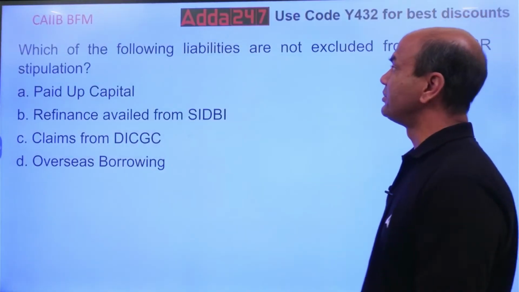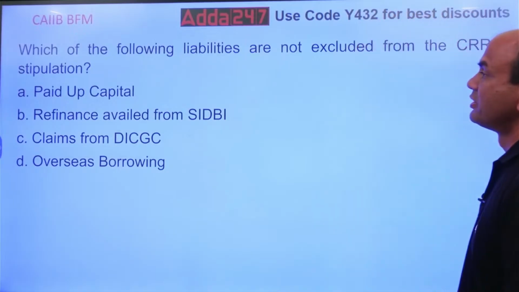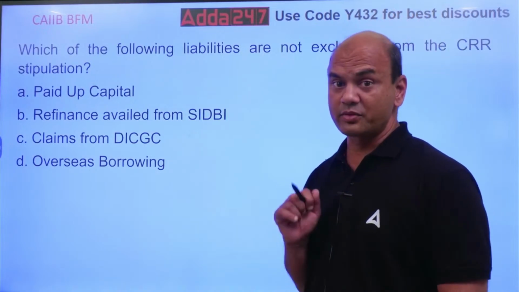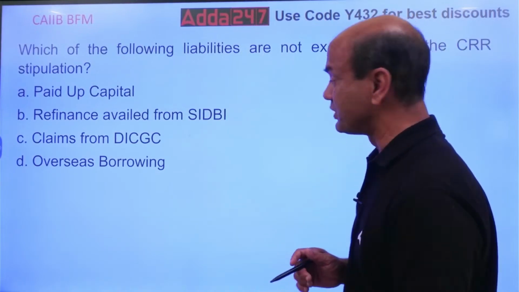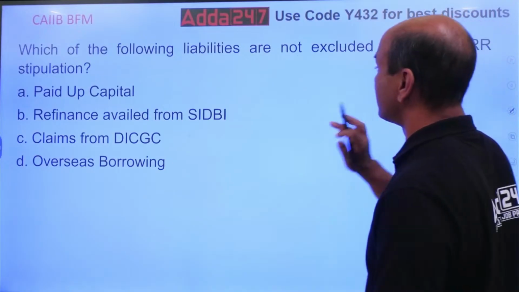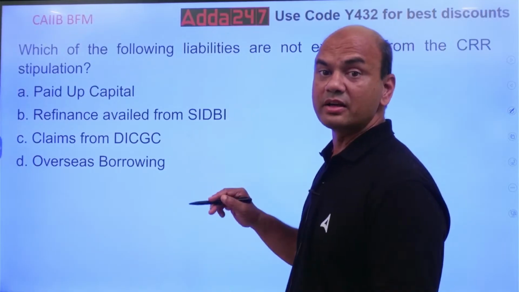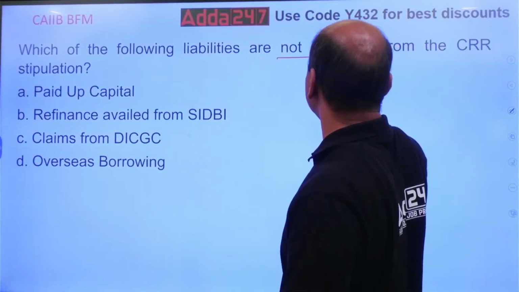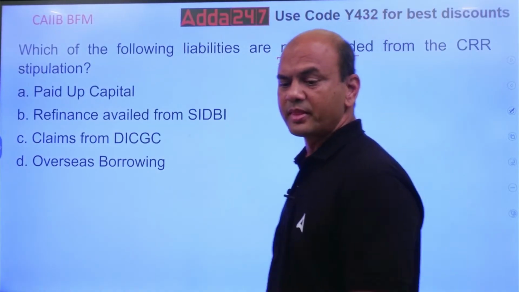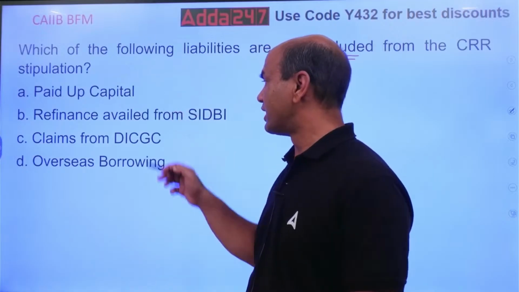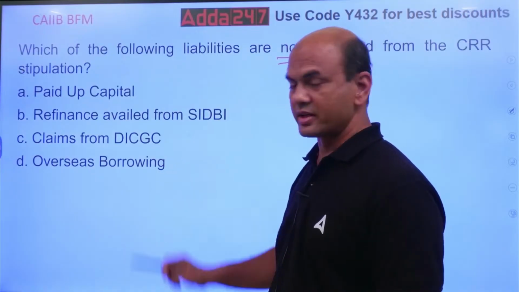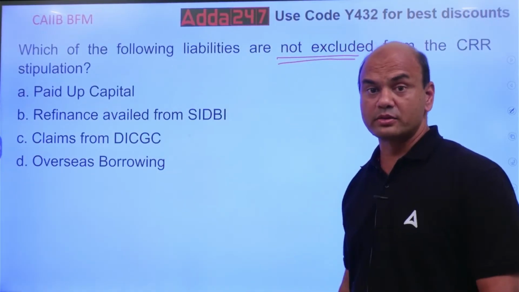Which of the following liabilities are not excluded from the CRR calculations? Understand the question. Which of the following liabilities are not excluded? They are not asking which are excluded. They are asking which are not excluded, from the CRR calculations. Paid up capital, refinance from SIDBI, claims from DICGC and overseas borrowing. Not excluded.